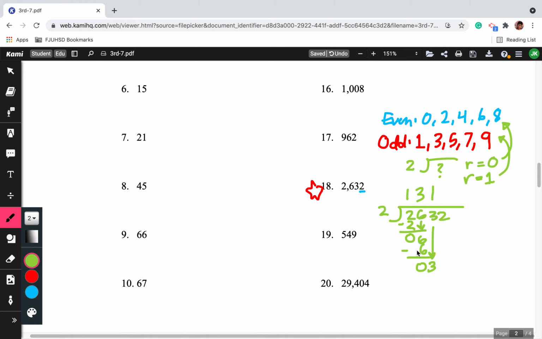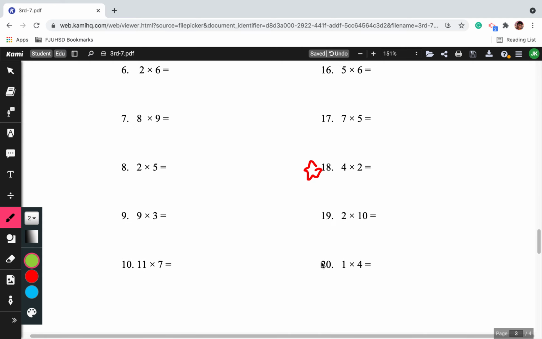So always go to the number that is the closest but doesn't go over. So 2 goes into 3 only once. So that's the 21. Drop down. 2 goes into 12 6 times. And that's the remainder 0. And therefore, the answer is even. Another simple way is just look at the end. Since it ends with 2, and 2 is an even number, it's going to be even.